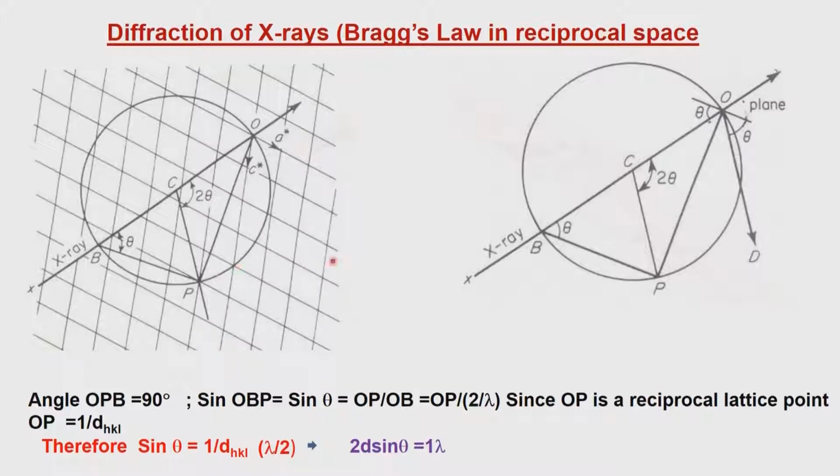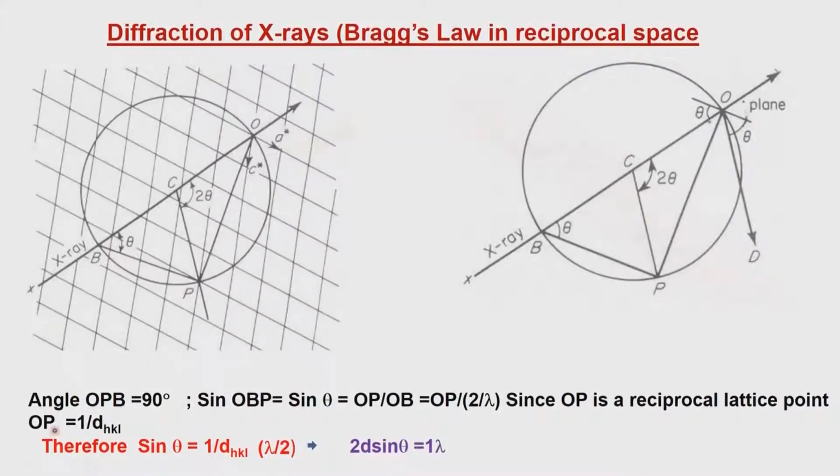So, what we have done now is to go to the reciprocal lattice. Once we went to the reciprocal lattice, we decided to take 1 over lambda as our unit and the circle is drawn with a radius of 1 over lambda. Now, in this circle there are certain properties. The angle OPB is an angle in a semicircle, and an angle in a semicircle is always 90 degrees from our school days. So, therefore, OPB is 90 degrees.